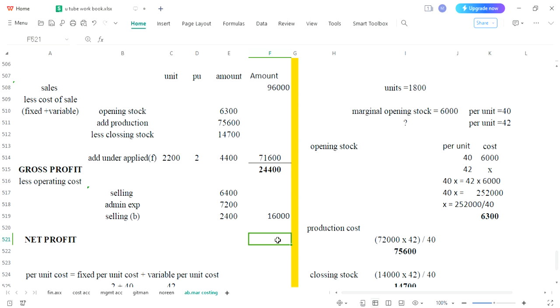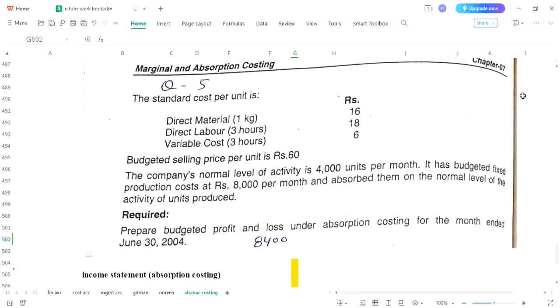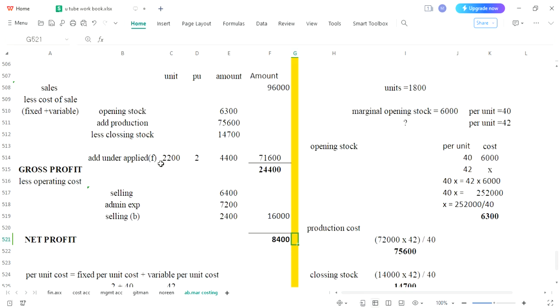How much gross profit? That is 24,400, and we need to subtract total operating cost, which is 16,000. Highlighted area you have to focus. So finally we have got our net profit, which is 8400. Let's see, answer is written over here, 8400. Only one answer, and we were needed to complete our income statement according to absorption costing.